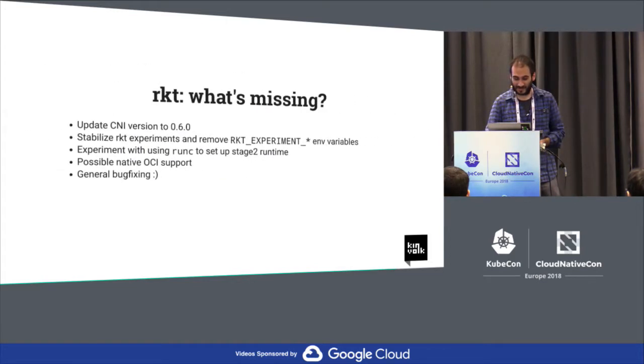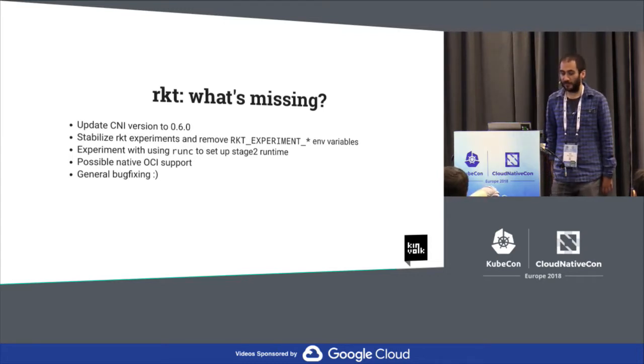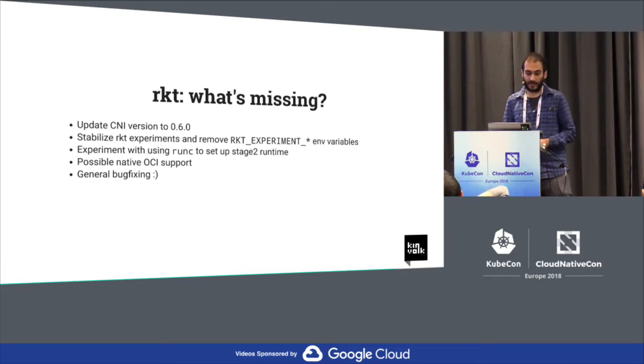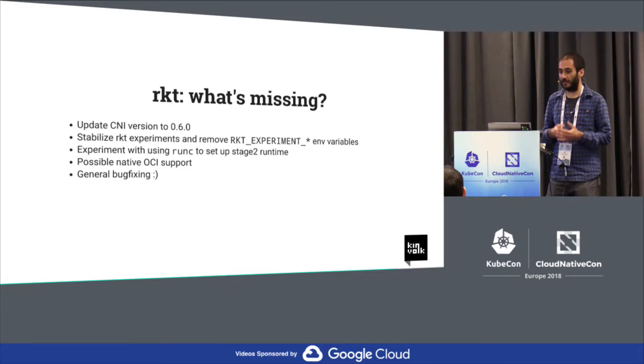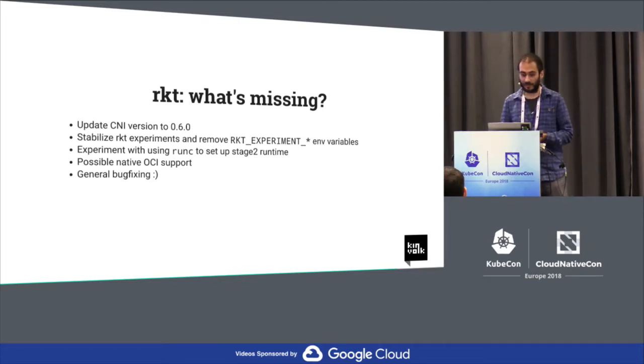So what is missing in Rocket? First, one of the most urgent things, I guess, is updating the CNI version, because Rocket is using 0.3, and that's pretty old. And in 0.6, there are some new features that users want. But we haven't gotten around to it yet, because of some vendoring issues and a lot of changes on the CNI.